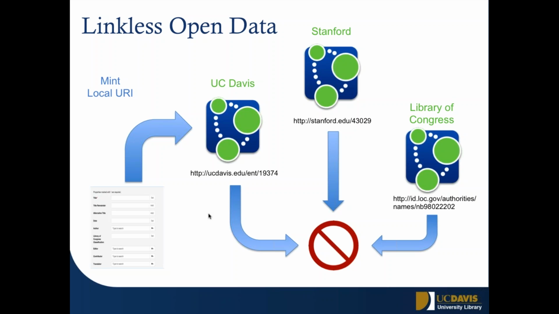If we're all just running around minting our own URIs and there's no attempt to coordinate or consolidate those, then things fall apart very quickly. And our whole universe, effectively, we have no authority anymore, and none of our records talk to each other. So this is a problem that has to be solved.